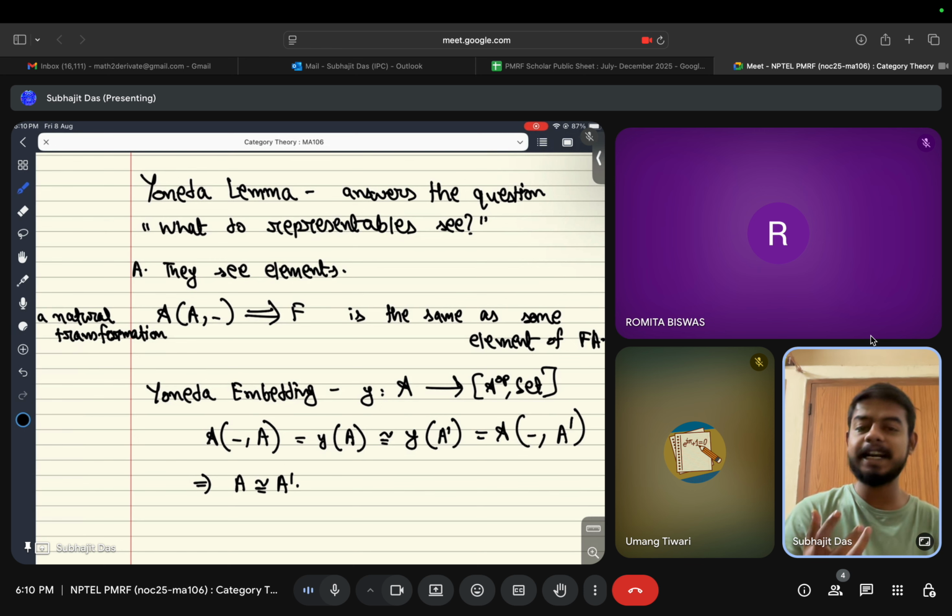So to understand an object A, all you need to understand is what are the maps going into A, and that is all. That is enough to know A up to isomorphism. This is the external point of view, that is a philosophy of category theory.